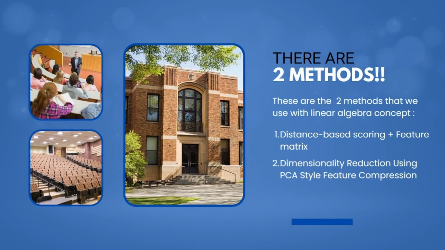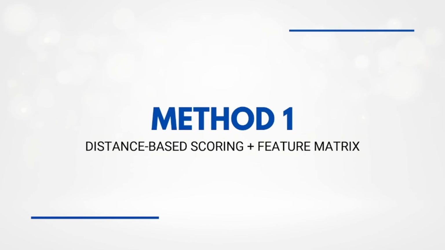Now, there are two methods to do this. The first method is distance-based scoring with a feature matrix. And the second one is dimensionality reduction using PCA-style feature compression. Now we begin with method 1, which focuses on distance-based scoring and feature matrix.